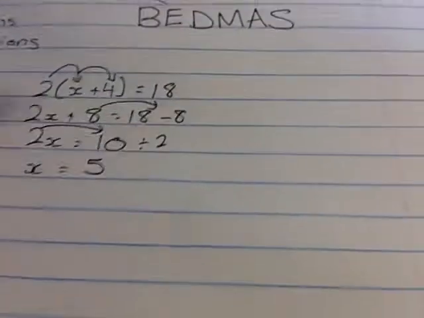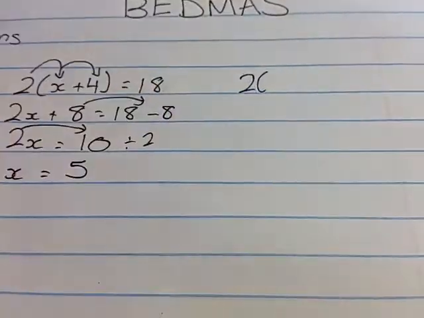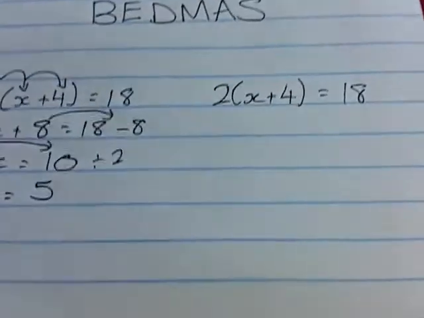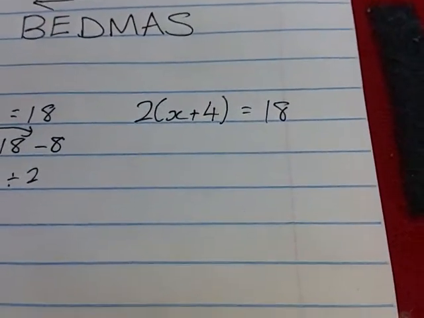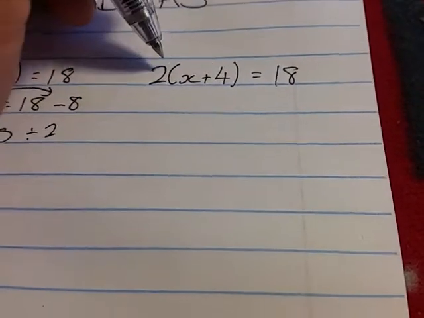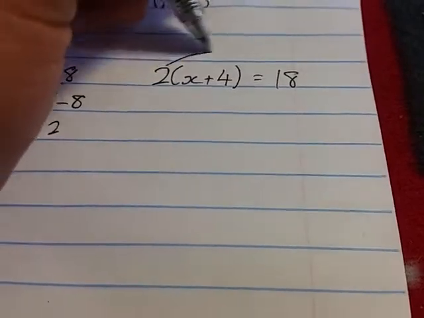Alternately, there is another way you could do this. So we have our 2 into x plus 4 equals 18 like normal. Instead of distributive law, this is, by the way, just another way you could do this, you could also move the 2 first.